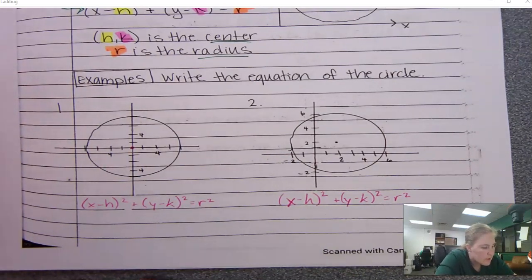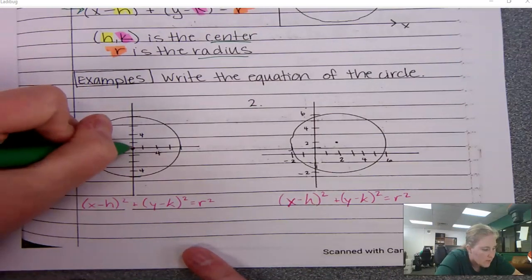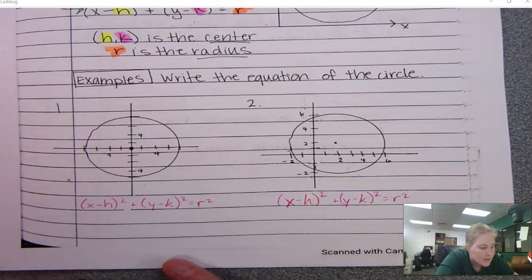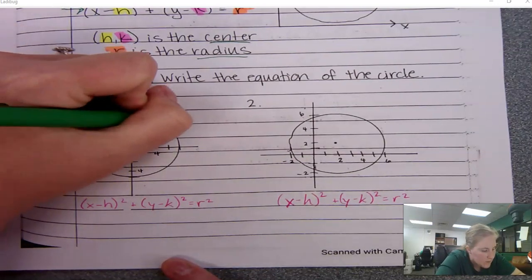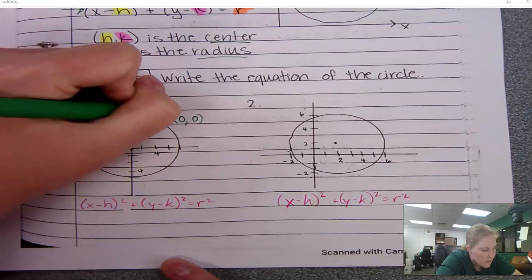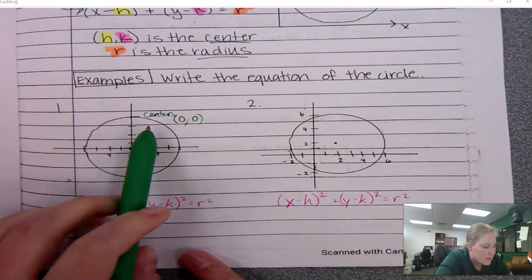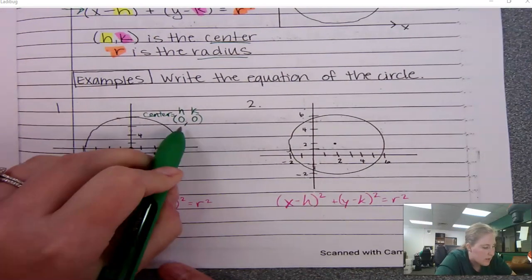But what we're going to do first is identify the center of this circle, which is kind of hard to see, so I went ahead and filled the dot in so we could see it. The center is actually in the very middle. It's on the origin for this one. So 0, 0 is the center. So I'm going to go ahead and write that down. Our center is 0, 0. So that is our h value and our k value, 0 and 0.